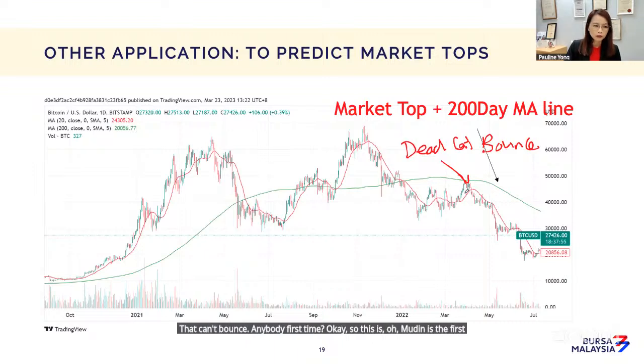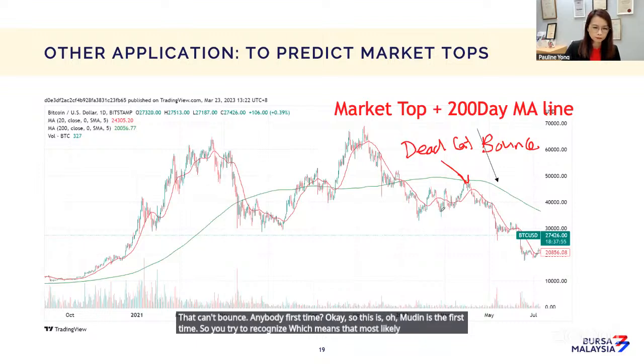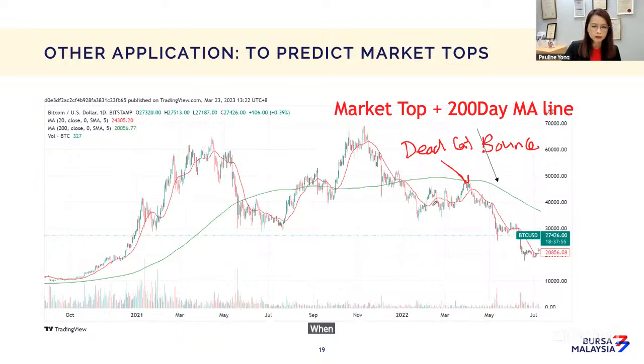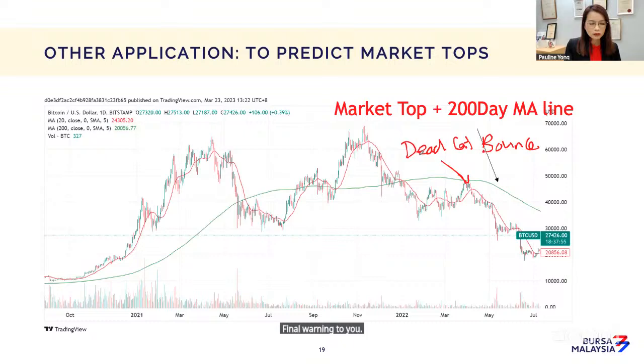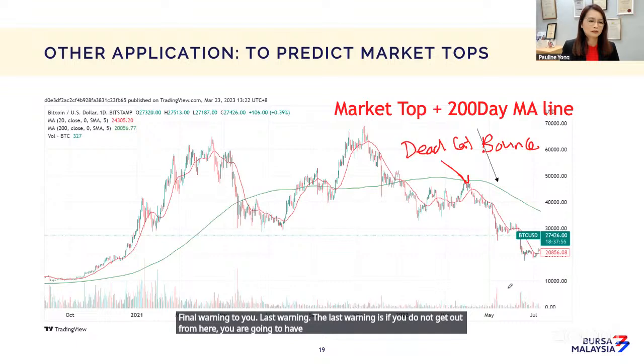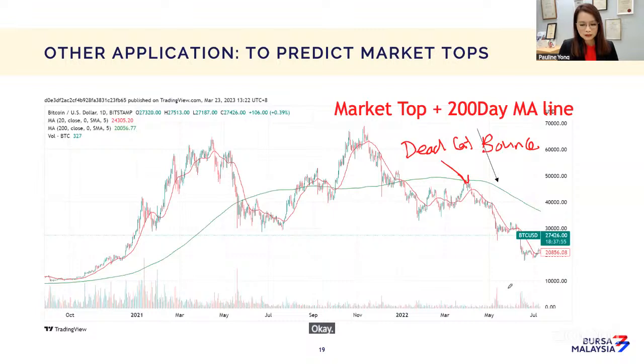So you try to recognize it, which means that most likely you see a double top first. When you see a double top, and then you see a line like this, the green line is the 200-day, and then it cannot pass through. It means that it is the final warning to you, the last warning. If you do not get out from here, you're going to have a plunge. So this will be the dead cat bounce. It's good to know about this.